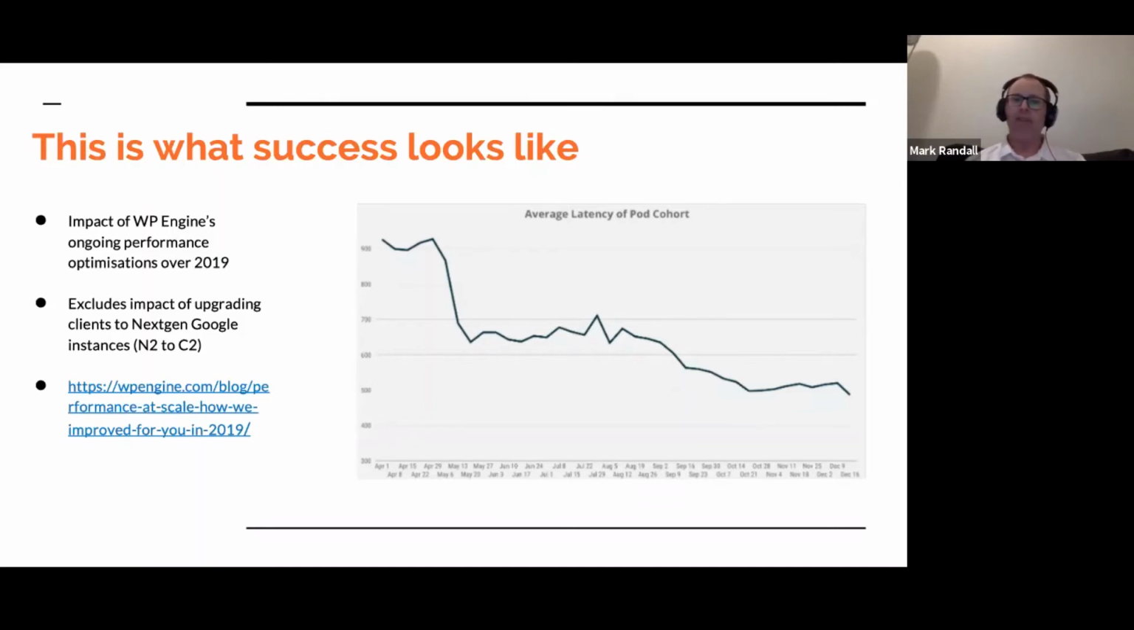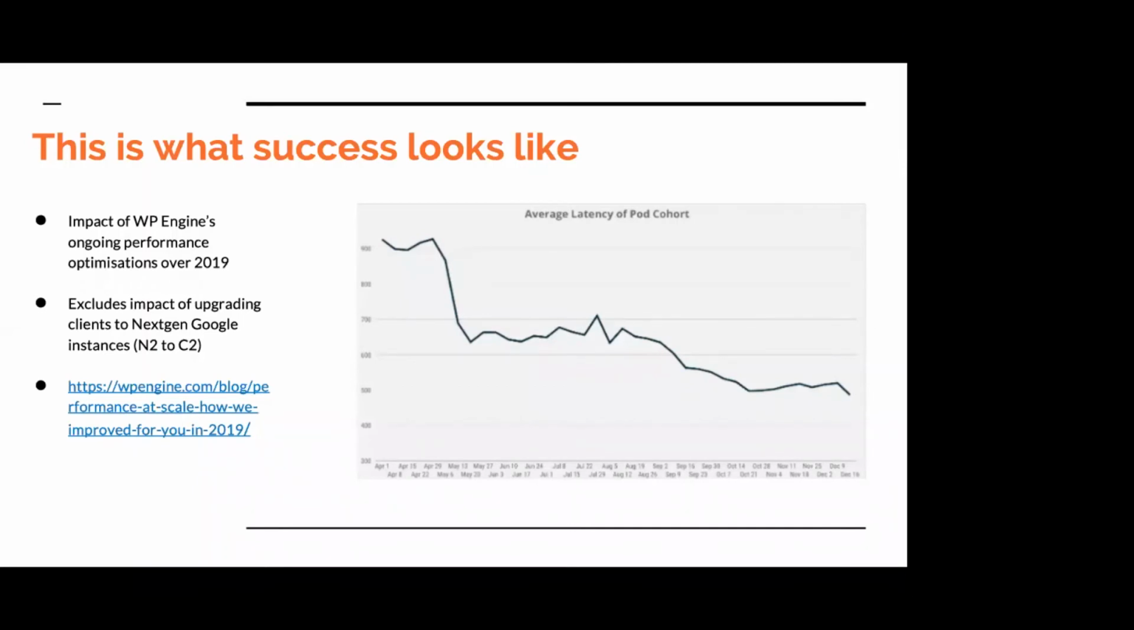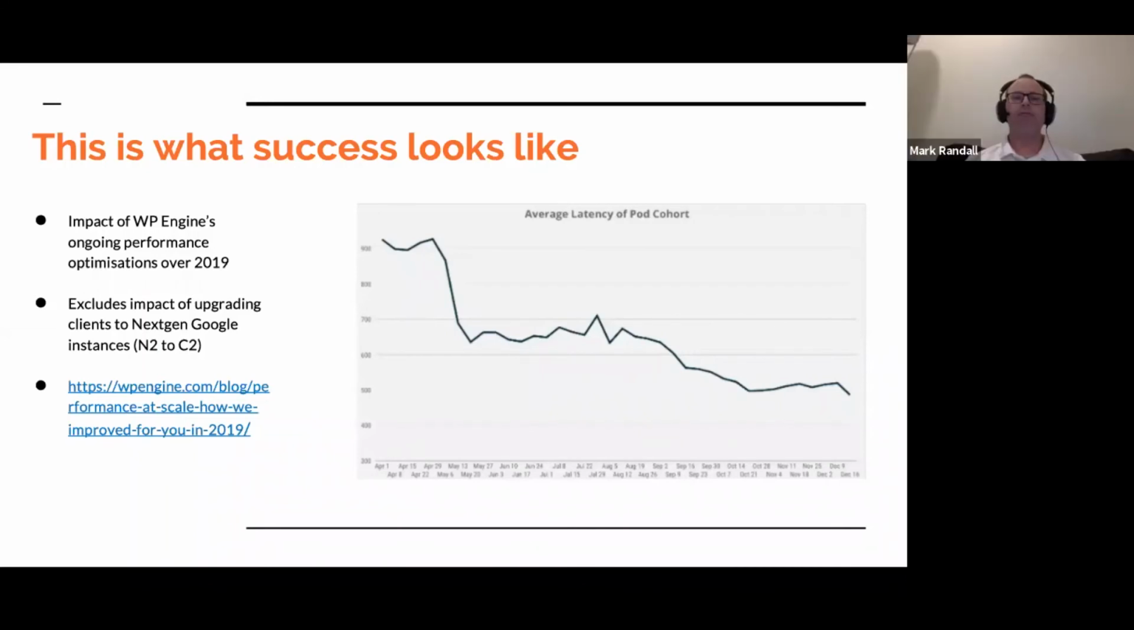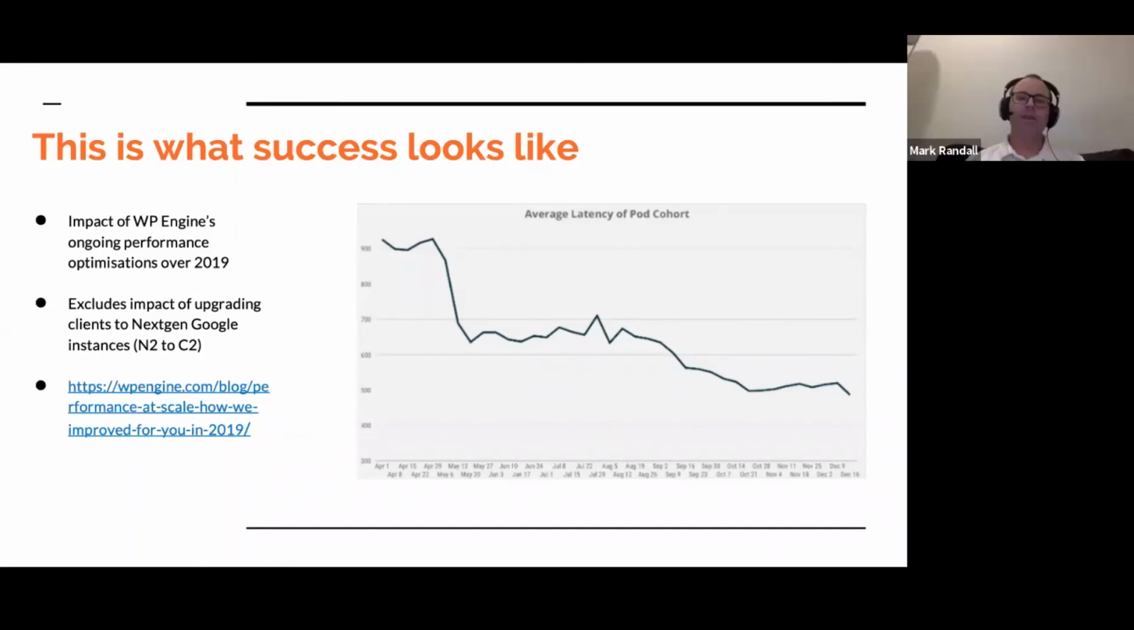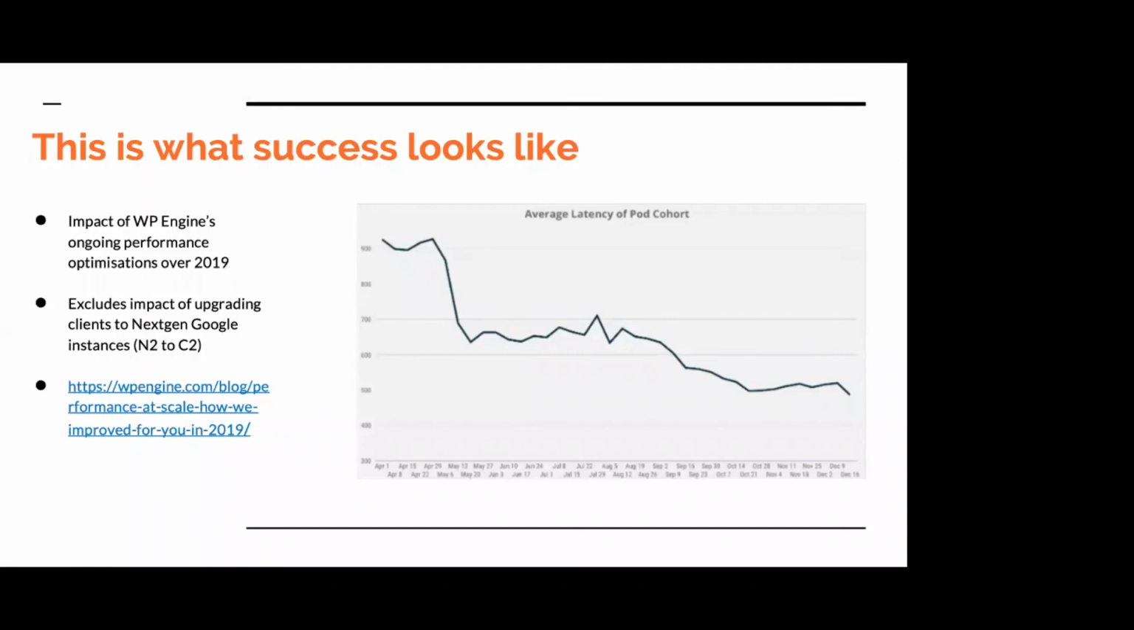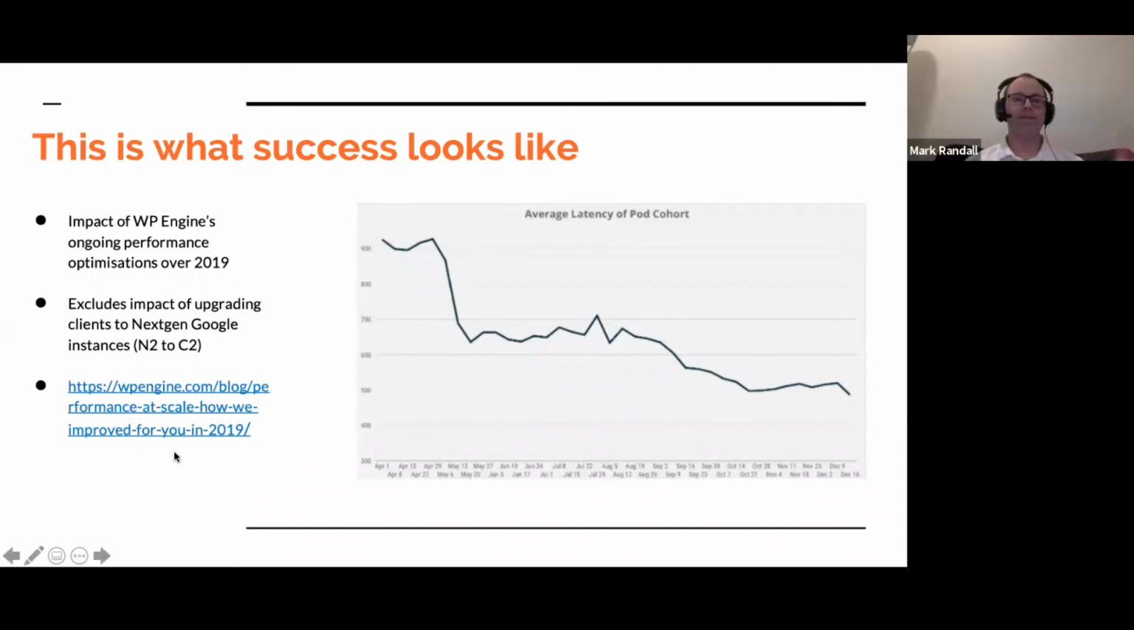Interestingly as well, we actually upgraded all of our customers to the latest Google instances called C2 instances last year, which are the latest generation of processing technology, essentially. And that has a huge performance benefit, but this graph actually excludes that. So even without that hardware upgrade that we were able to do to give our customers access to the latest hardware, we were still able to achieve a significant increase in performance over time. And there's a little blog article there that talks through the things that we did over the year to achieve that as well, which might be useful for the audience.